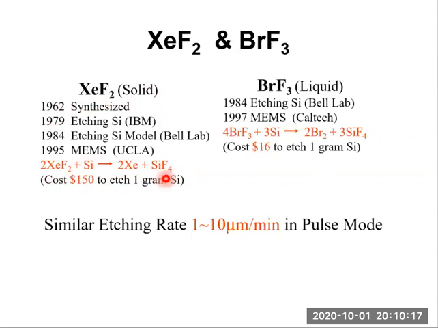Silicon tetrafluoride is volatile, so it's a gas. And the cost is $150 to etch 1 gram of silicon.